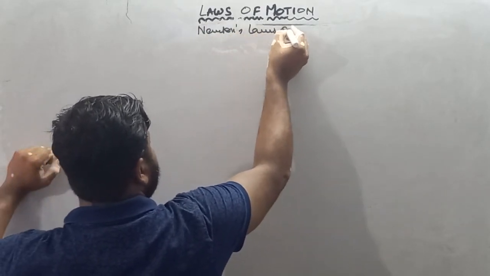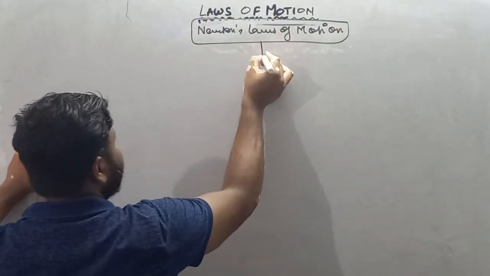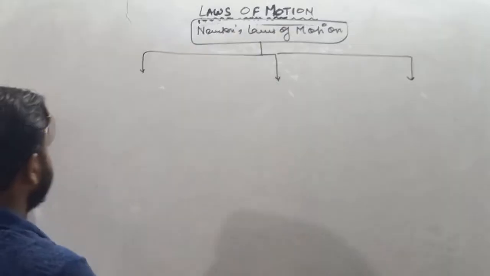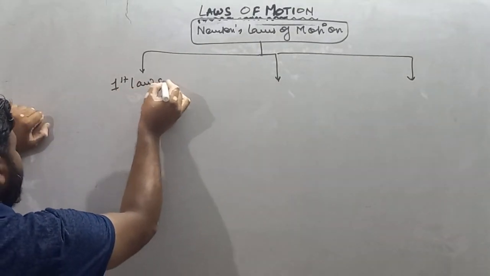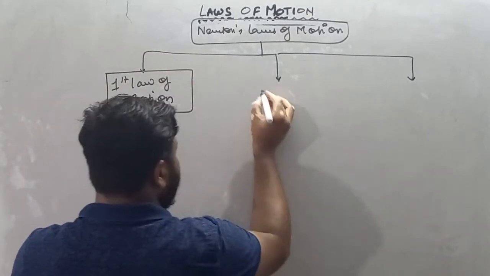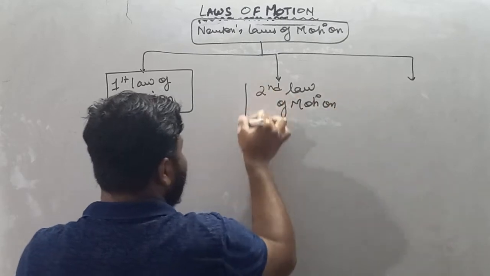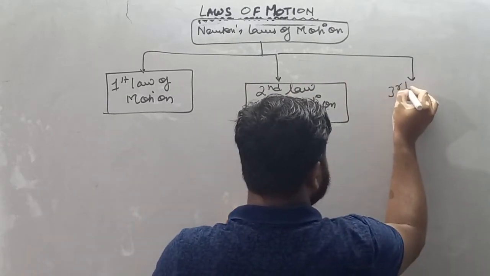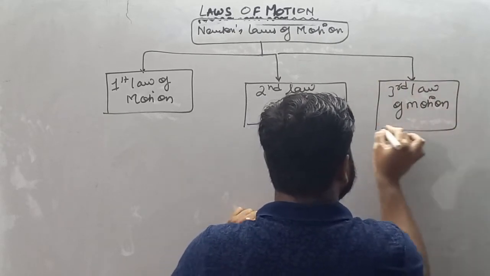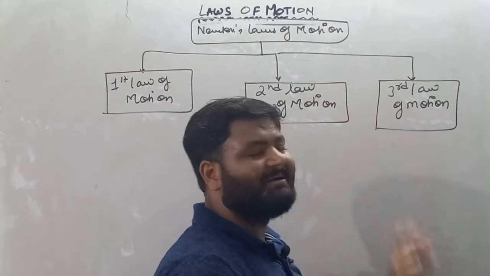Newton's laws of motion. So dear student, Newton gave 3 different laws related to motion: the first law of motion, the second law of motion, and the third law of motion.